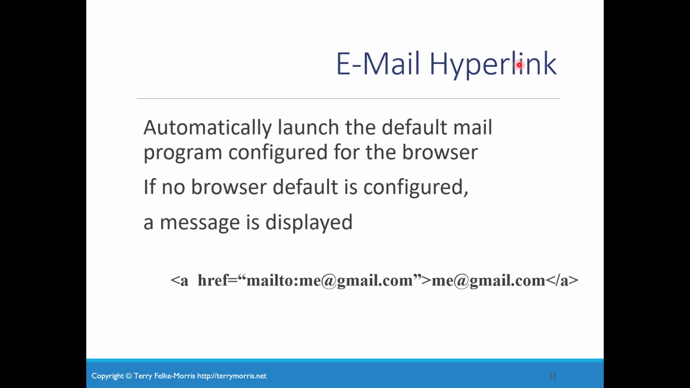Now we have the email hyperlink. If you want an email program to automatically open when somebody clicks on an email, then you need to use what we call mailto. Just write mailto, colon, and then the email of the person. Once the person clicks the text, it will open what? A mailbox for the person to write a mail.